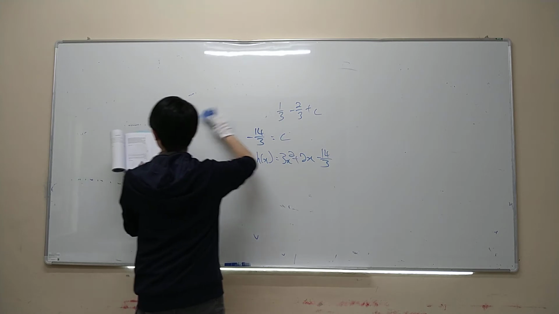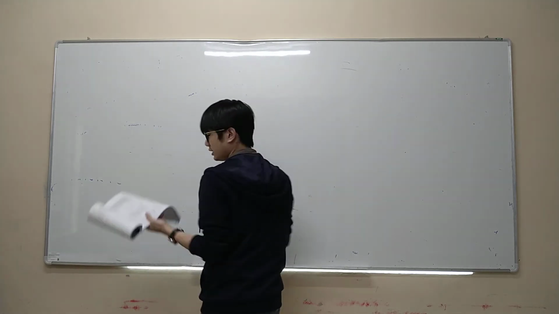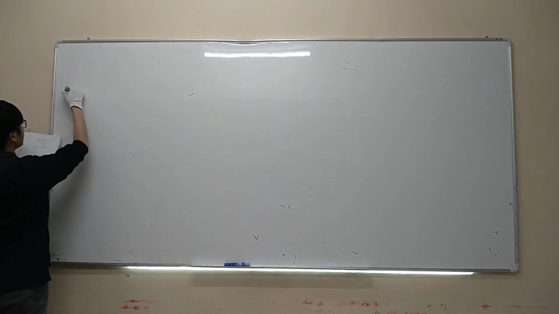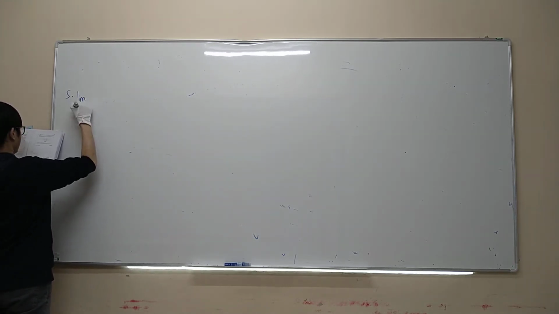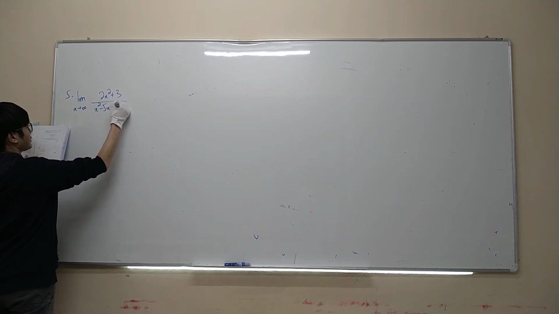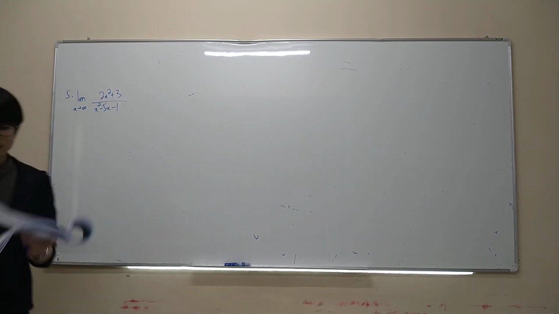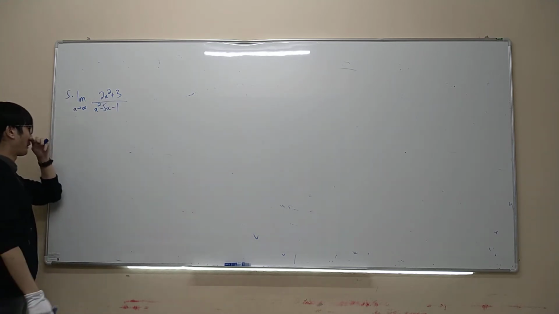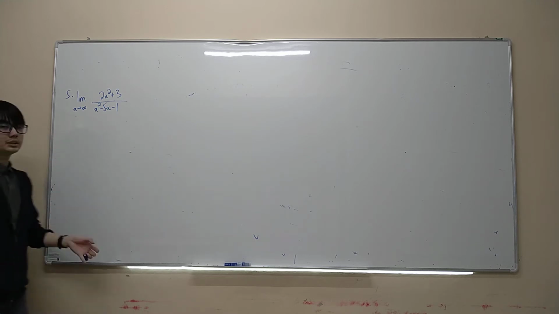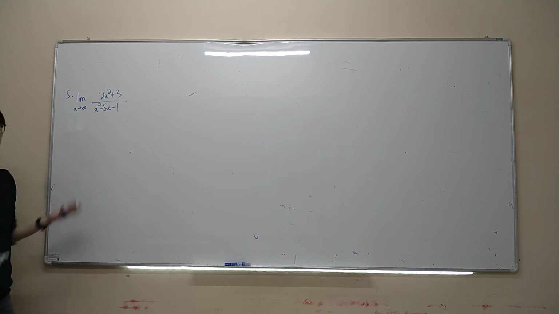Next question is number 5. You see the question? Number 5. Limit x approaching infinity of 2x squared plus 3 over x squared minus 5x minus 1. In the Johor set, you already did this question. I still remember it's question number 6 in the Johor paper.